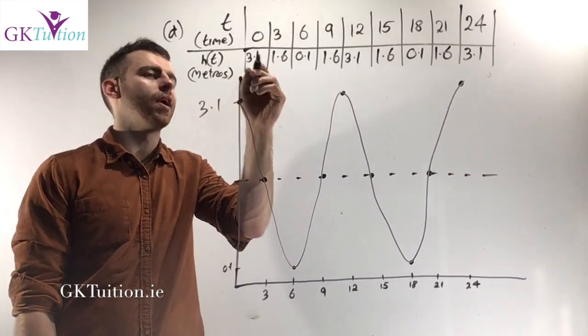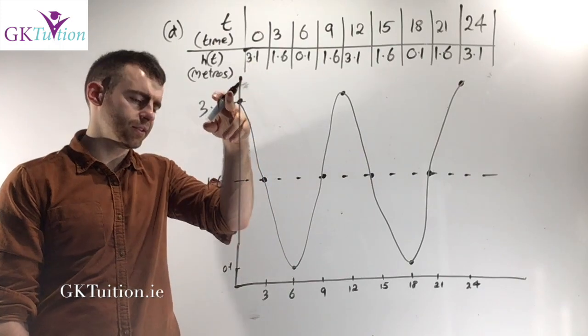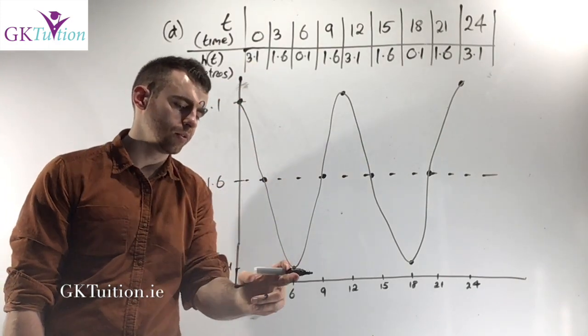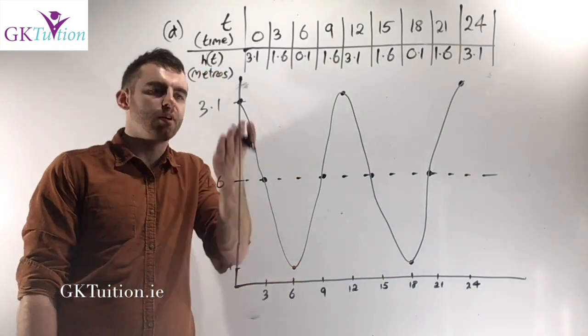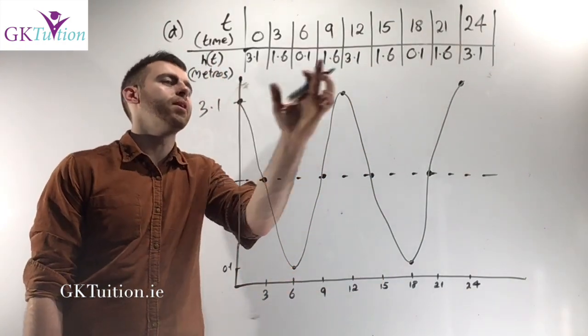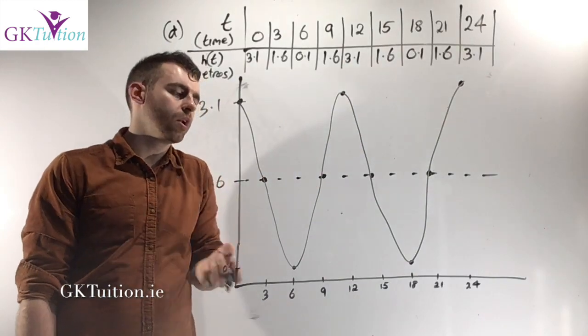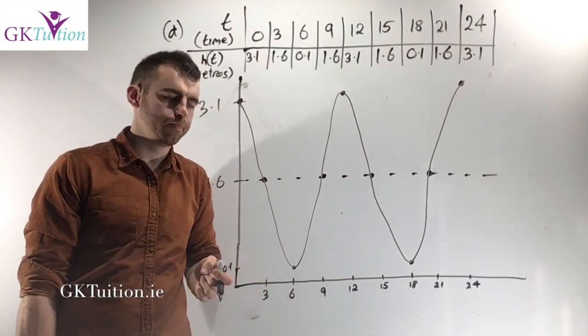When you plugged in all your values, you got 3.1, which is the max, down to 1.6, down to 0.1, and it just went up and down. It just ended up looking like a cos graph. It started at the top and it repeated itself every 12 hours. We'd already worked out the period was 12.